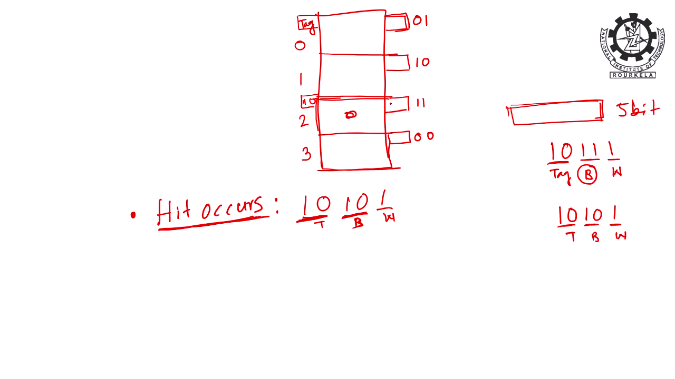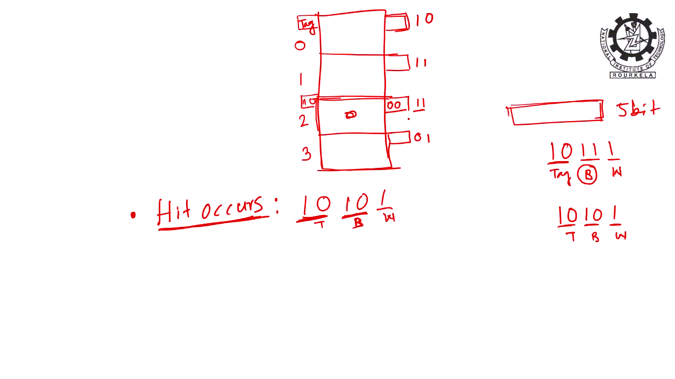What you have to do? You have to put 0 0 here, and all the values which are lower than this old value will be incremented by 1. So this will be 1, this will be 3, and this will be 1 0. Now, if you see carefully, each counter value is unique: 0 0, 0 1, 1 1, 1 0.